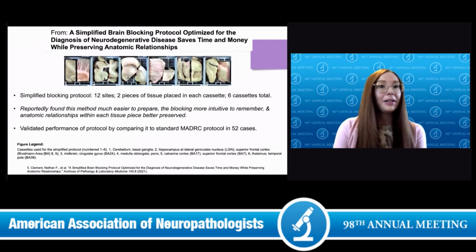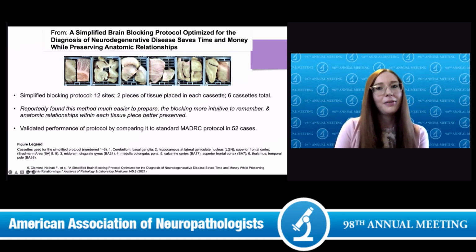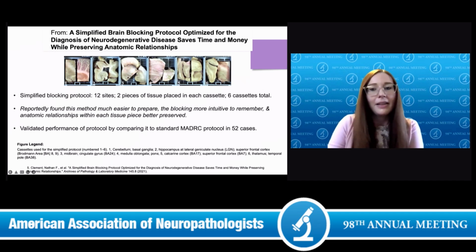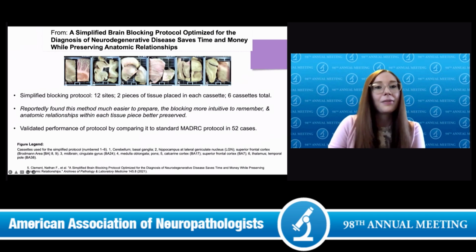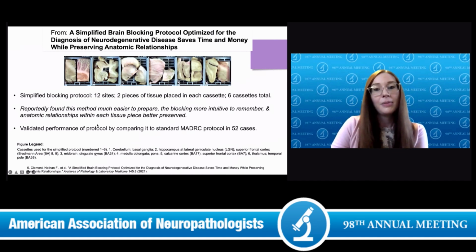So they specifically propose a simplified blocking protocol that instead only includes 2 pieces of tissue in each cassette, so a total of 6. And as you can see here, particularly in this beautiful, although only unilateral, hippocampus, you can really preserve the neuroanatomy for a more comprehensive assessment. And they reported that this method was much easier to prepare, the blocking was more intuitive to remember, and as I mentioned, it better preserved the anatomic relationship.